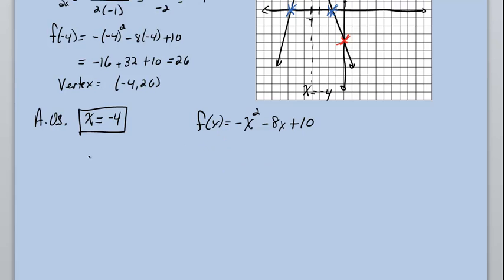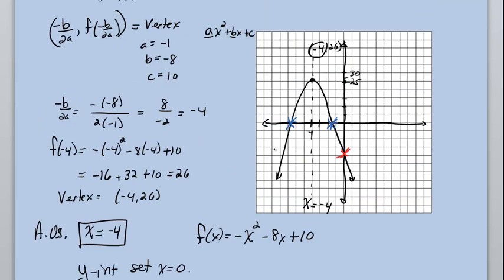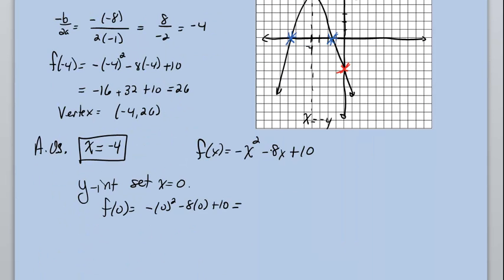If I want to find my y-intercept, I set x equal to 0. So we are finding f of 0, which will equal negative 0 squared minus 8 times 0 plus 10. Well, I guess I drew this off a little bit. It wasn't really to scale. Let me make sure I drew this correctly. Yes, I did. This will give me a 0 here, a 0 there, and then I get a value of plus 10.